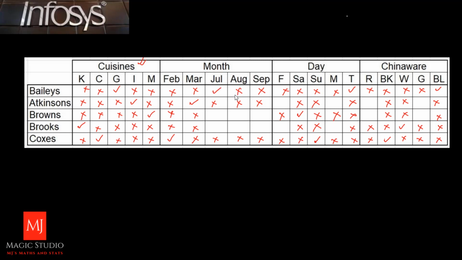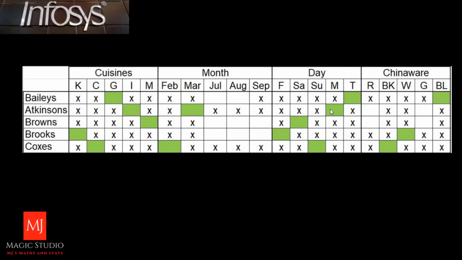So Bailey are serving on July. That is correct. We can use it. Brooks are Korean. That also can be used. And this is what we can get out of it. So if we transform them into a grid, what all we have received would be looking like this.